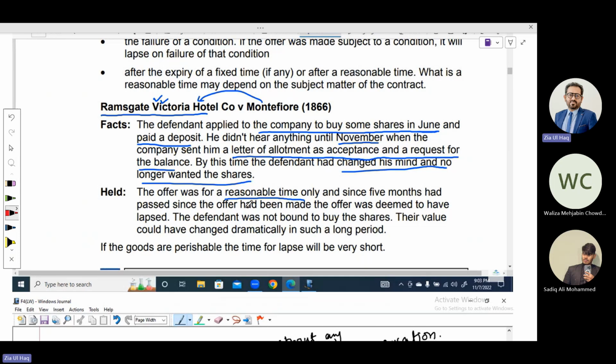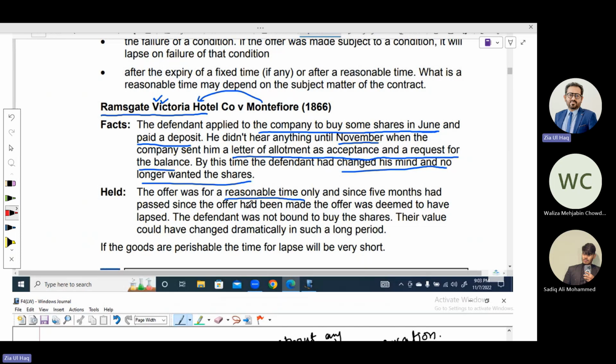So by this time, the defendant had changed his mind and no longer wanted the shares. So the court decided the offer had lapsed due to lapse of reasonable time. You cannot accept in November the offer of June, because the offer made by M in June had lapsed due to reasonable time, like 3-4 months. So the offer was for a reasonable time only, and since 5 months had passed since the offer had been made, the offer was deemed to have lapsed.